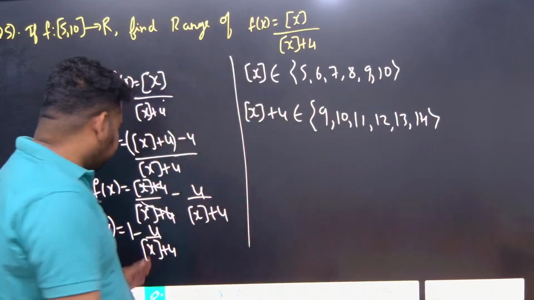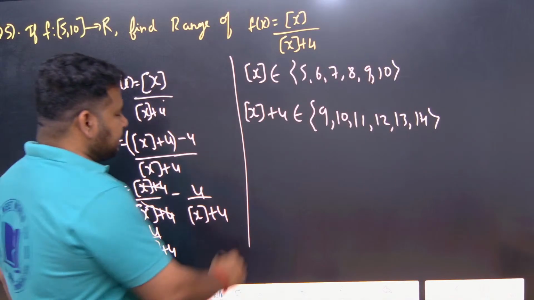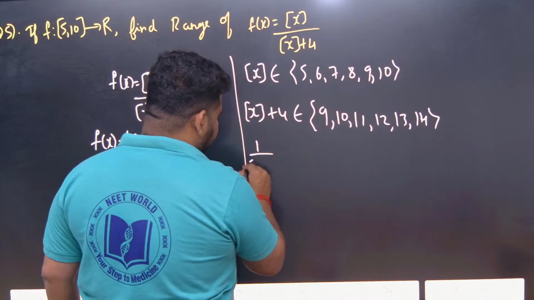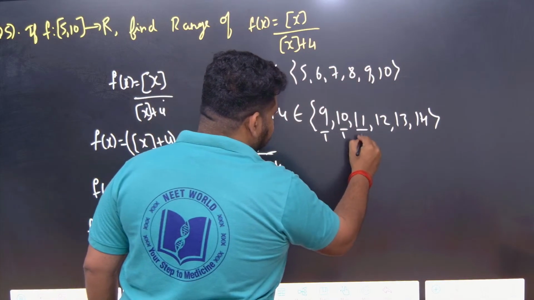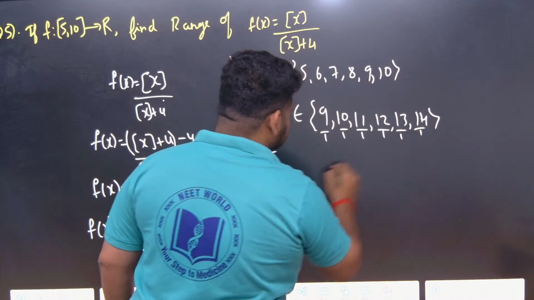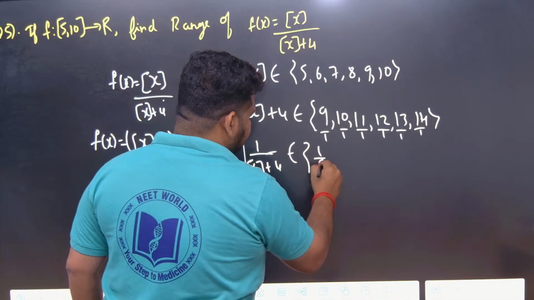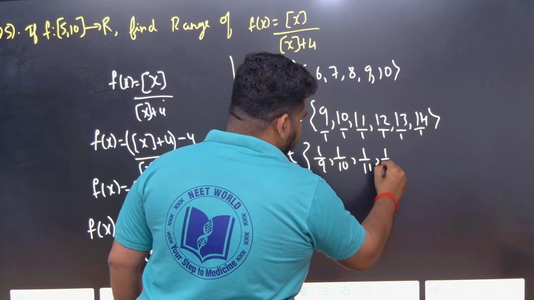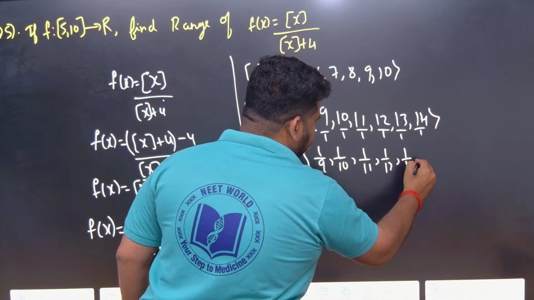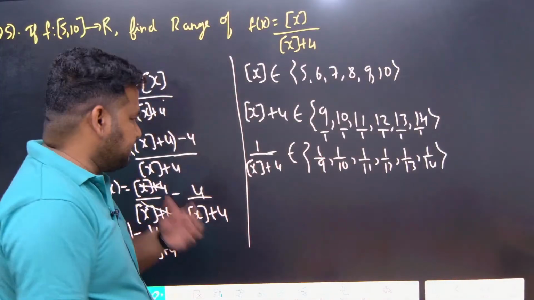Now, what do I have to do? 1 by step of x plus 4, because it is in the denominator. So I should take 1 by step of x plus 4. That means here I should take the reciprocal of all of this. So this will become, step of x plus 4 belongs to 1 by 9, 1 by 10, 1 by 11, 1 by 12, 1 by 13, 1 by 14 in the set. Very simple question, just you should be careful.